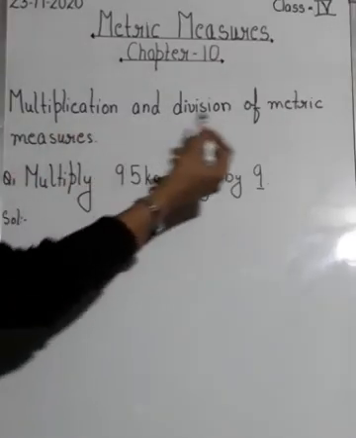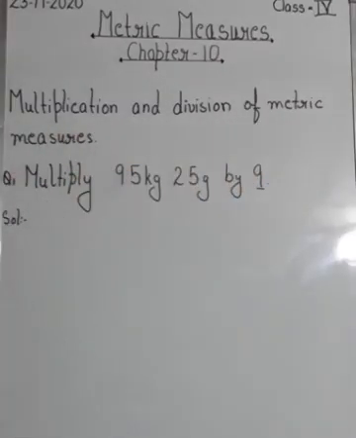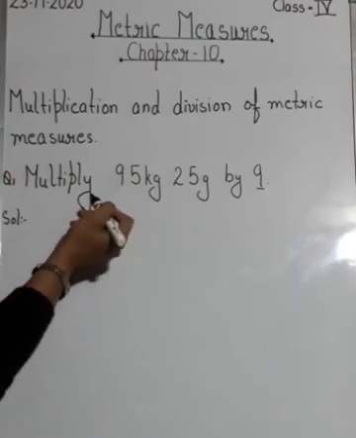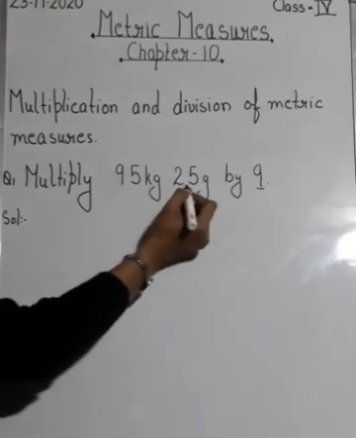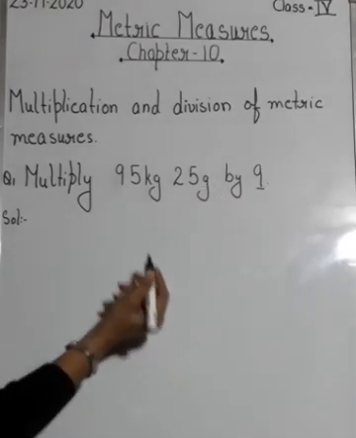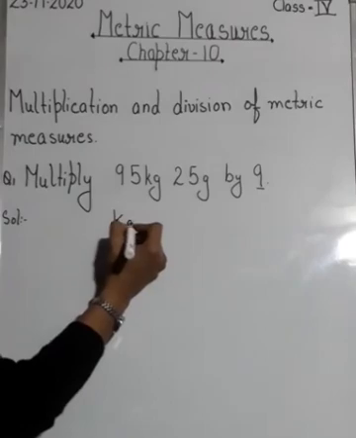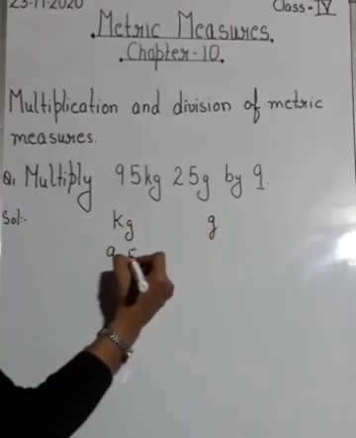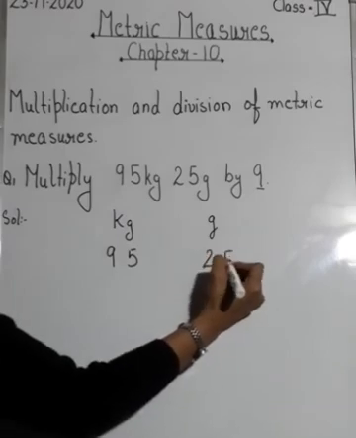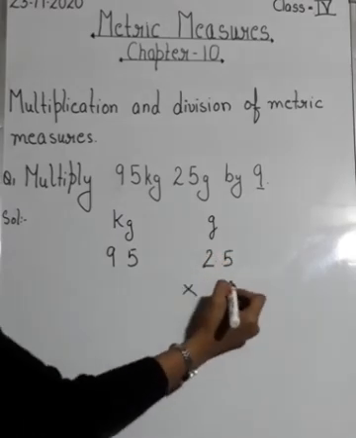Next we are having multiplication and division of metric measure. So now we will learn how to multiply and divide these metric measures. Your first question is multiply 95 kg 25 gram by 9. Again you have to make two columns, one of kg and another one of gram. Okay, so this is your 95 kg and this is your 25 gram multiplied by 9.